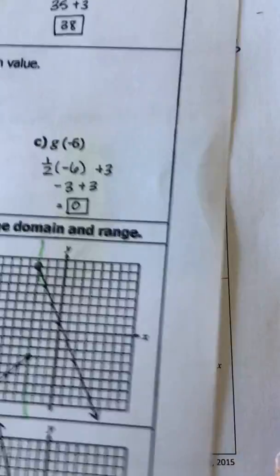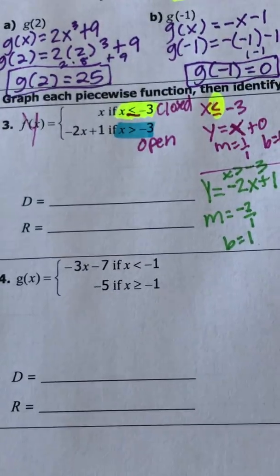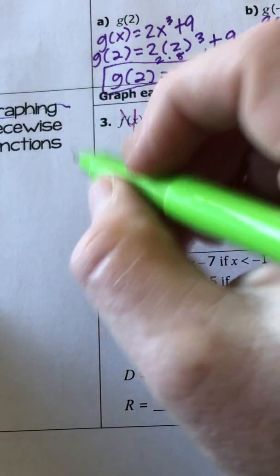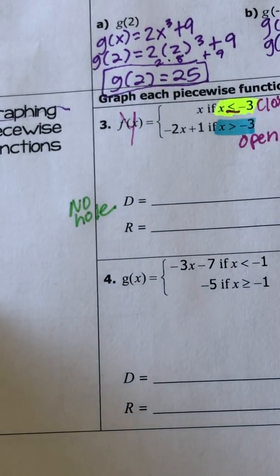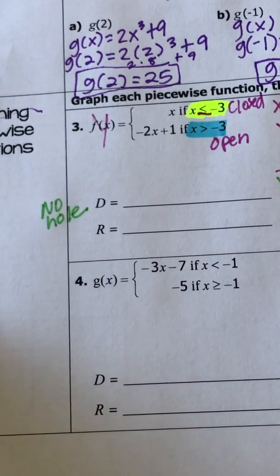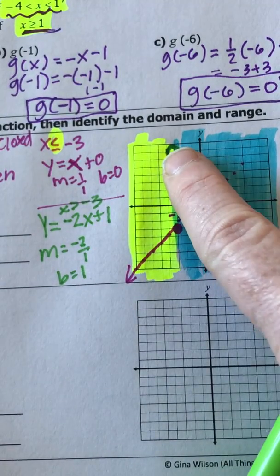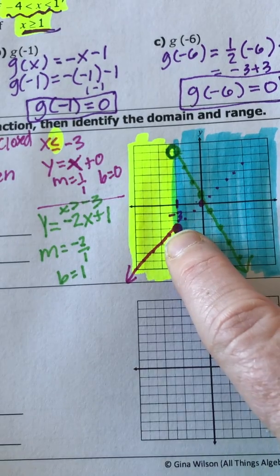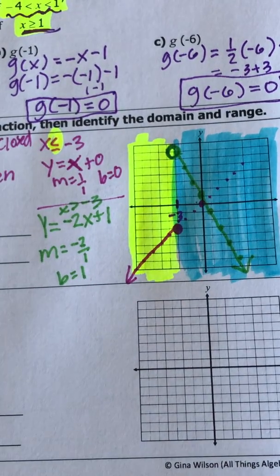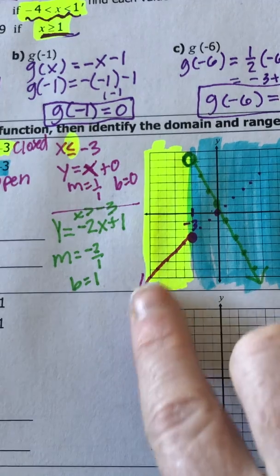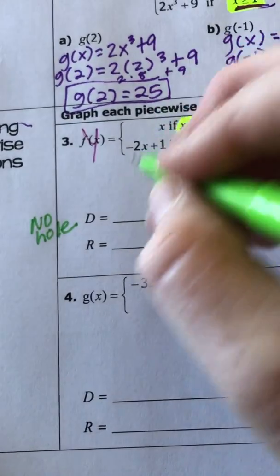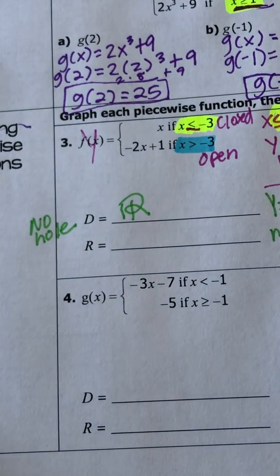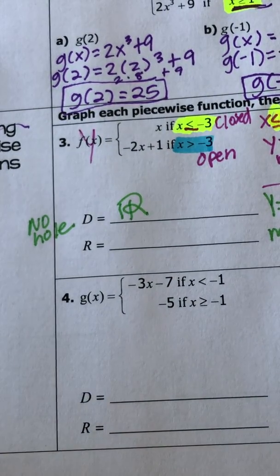All right, so let's talk about the domain and range of the piecewise function, okay? So if you have no hole in your graph, then your domain is all real. So even though I have a hole up here, there's a value down here that closes it up. So I do have a value for every single x, even though it jumps. We'll talk about that later. But there is a domain of all real numbers, okay?